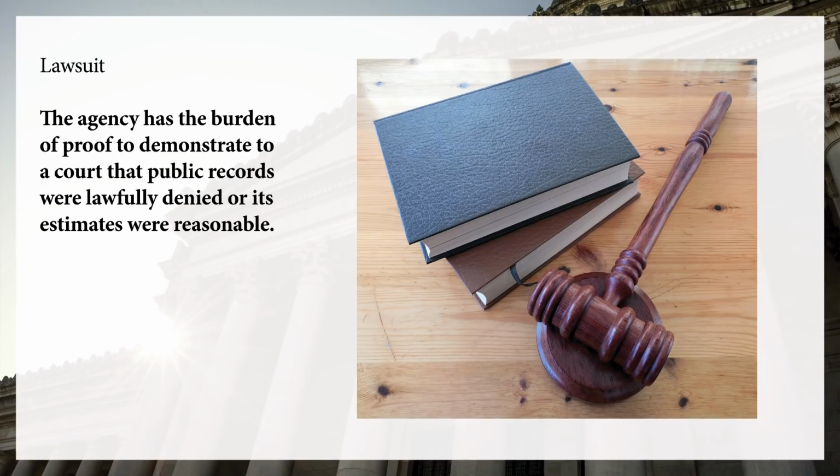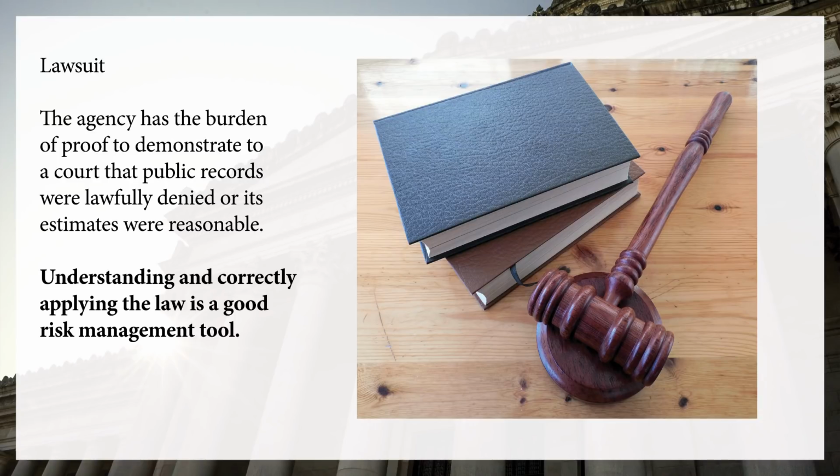The agency has the burden of proof to demonstrate that public records were lawfully denied or its estimates were reasonable. If it does not make this showing, an agency will pay the requester's reasonable attorney's fees and costs, and may pay potential penalties for denying records in violation of the Public Records Act. A court will consider mitigating and aggravating factors in determining a penalty amount. Lawsuits for public records can be extremely time-consuming and expensive for agencies. Understanding and correctly applying the law is a good risk management tool for state and local government.